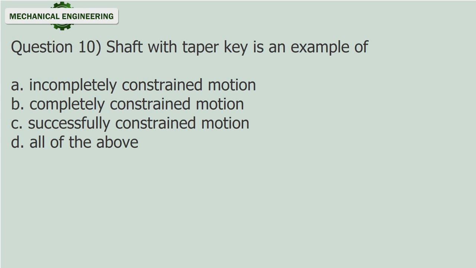Question 10. Shaft with taper key is an example of A. Incompletely constrained motion. B. Completely constrained motion. C. Successfully constrained motion. D. All of the above. Answer: Successfully constrained motion.